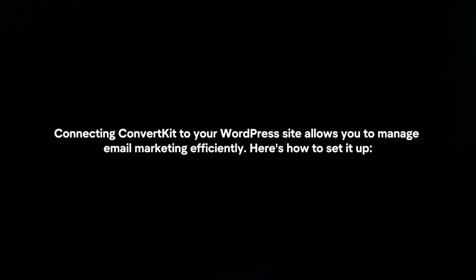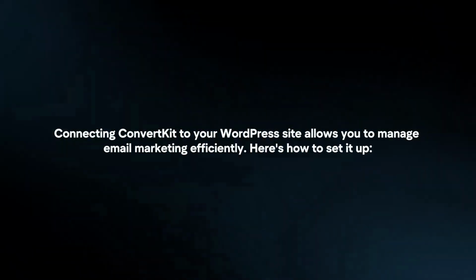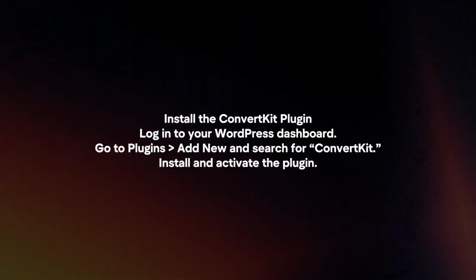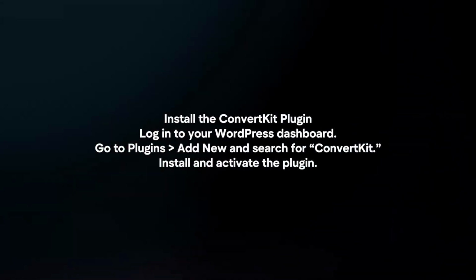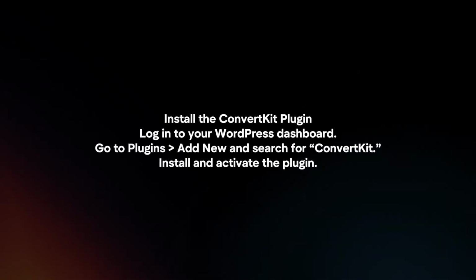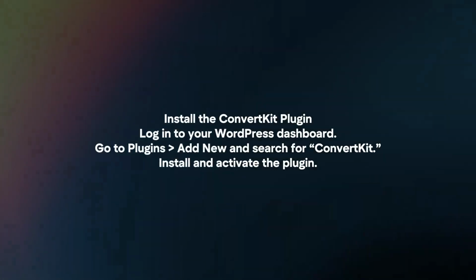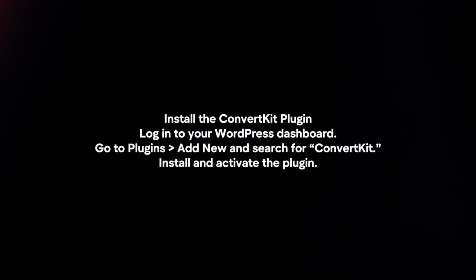Connecting ConvertKit to your WordPress site allows you to manage email marketing efficiently. Here's how to set it up. Install the ConvertKit plugin. Log into your WordPress dashboard. Go to Plugins, Add New and search for ConvertKit. Install and activate the plugin.